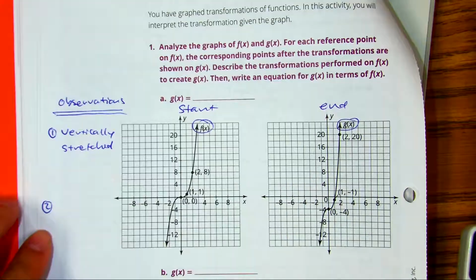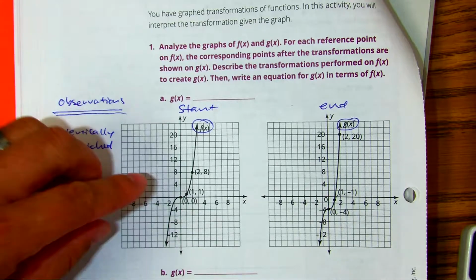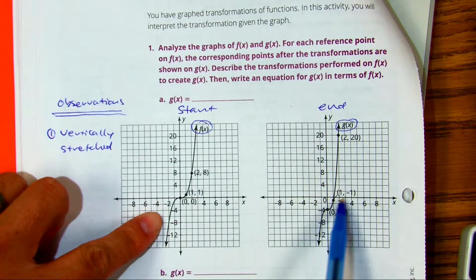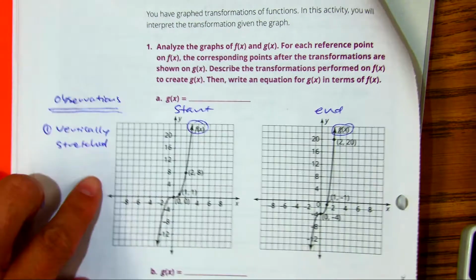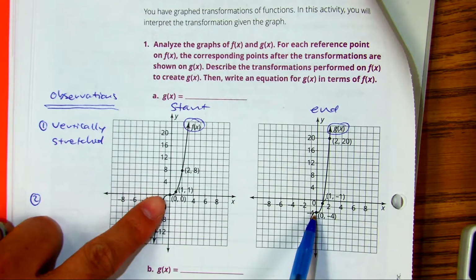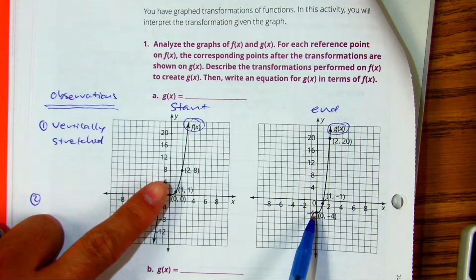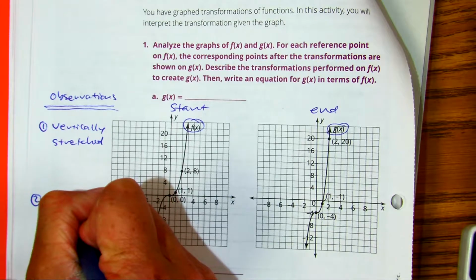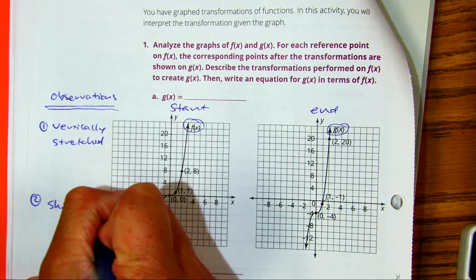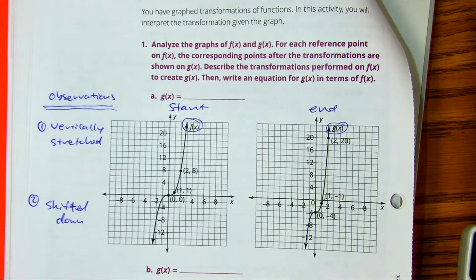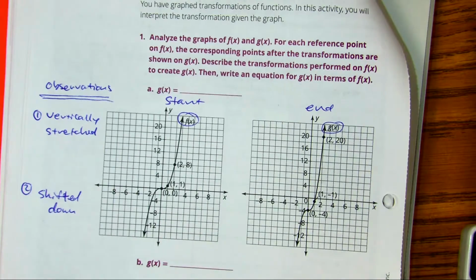Okay? Now there's 3 points. Look at this. 1, 2, 3. Look here. 1, 2, 3. So the point in the middle, or I shouldn't say the middle, near the origin, what did you guys notice about from here to there? What happened? Shifted down. How many? 4 units.